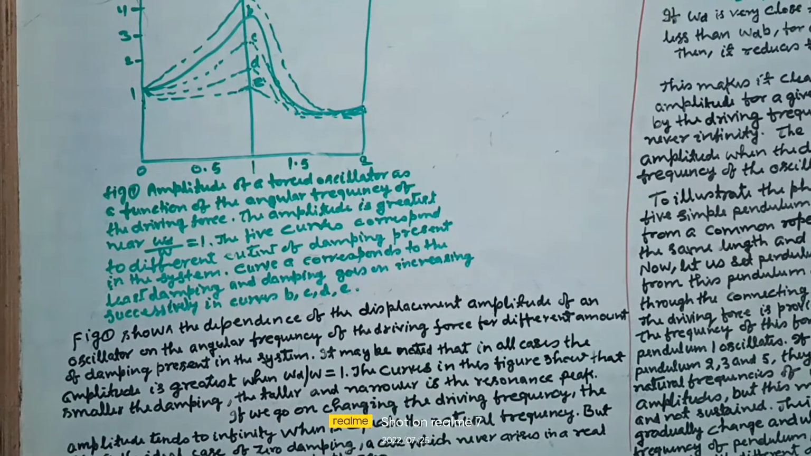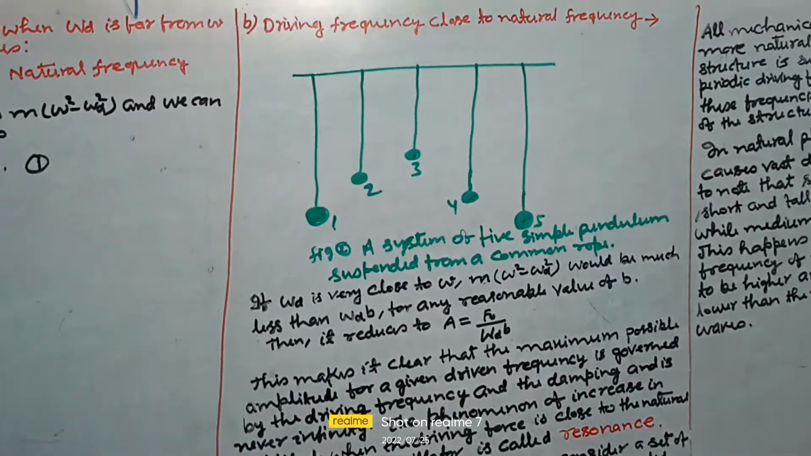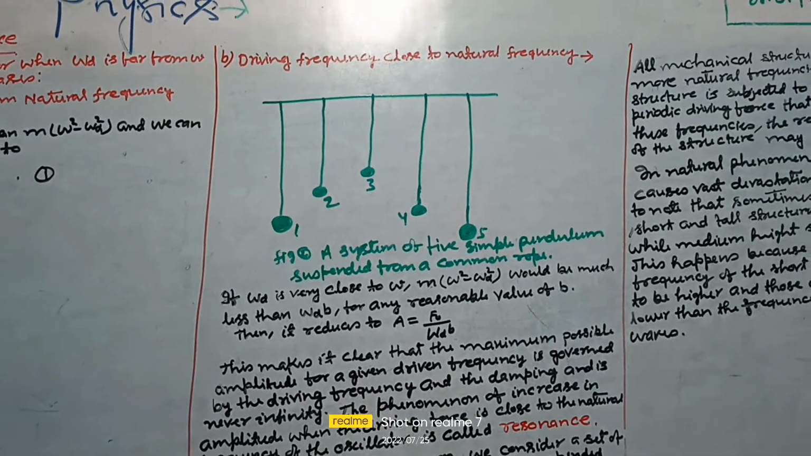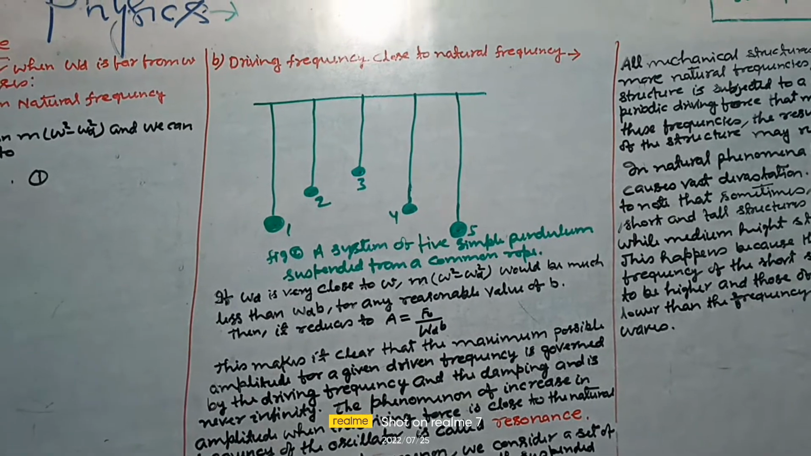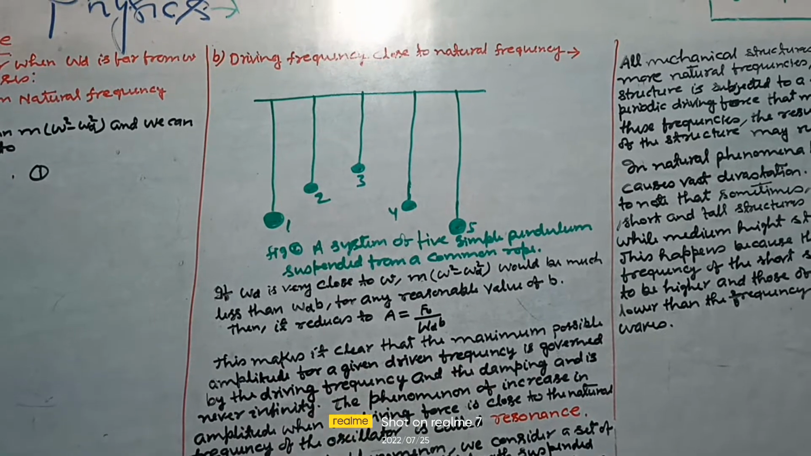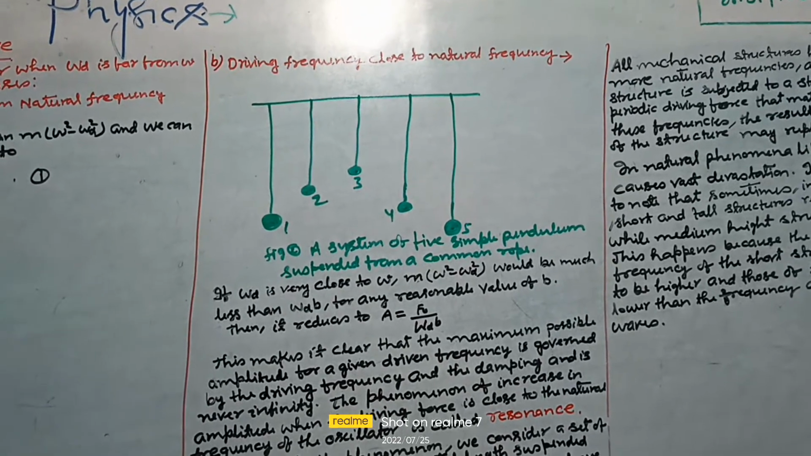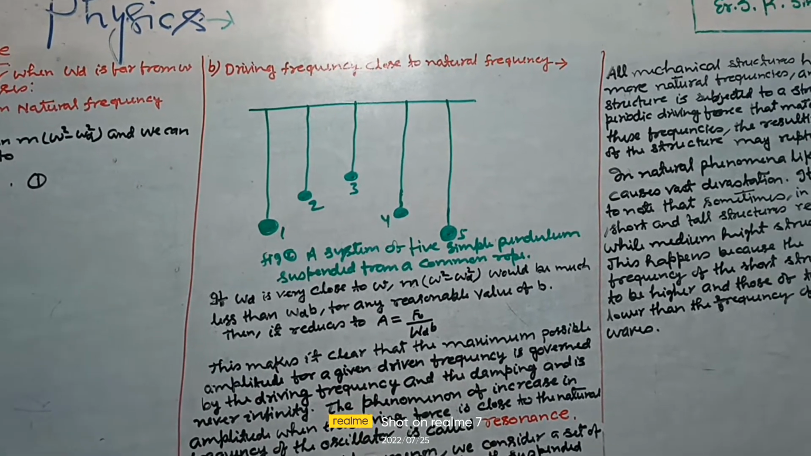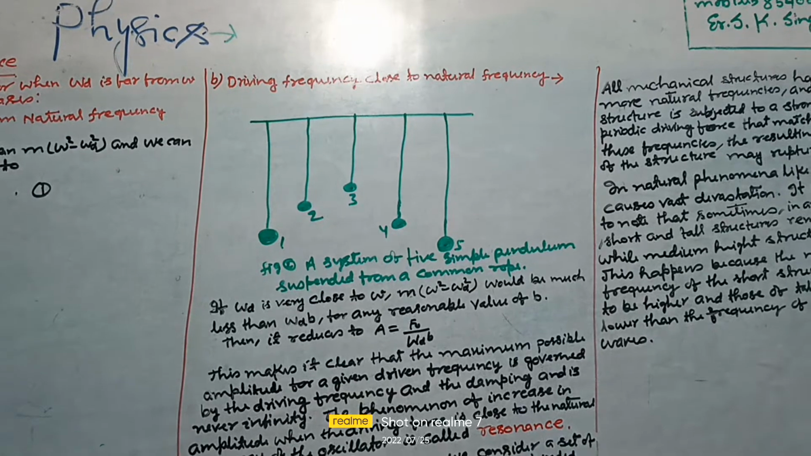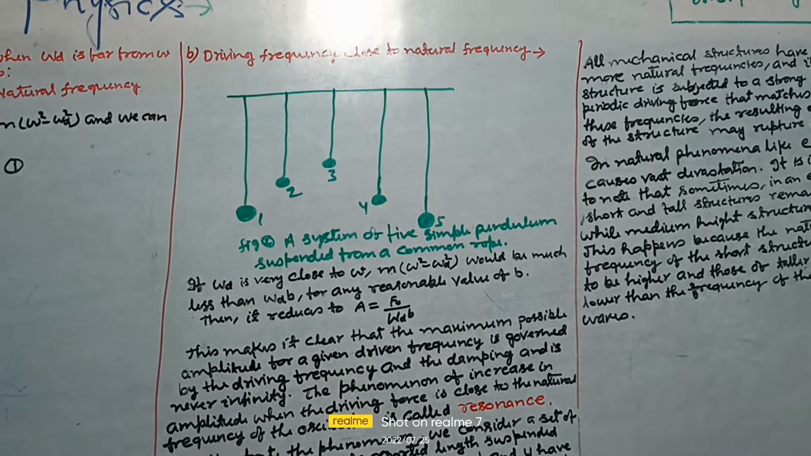Now, the second case is the driving frequency close to natural frequency, as shown in figure B2, a system of 5 simple pendulums suspended from a common rope. If omega d is very close to omega, then m times (omega squared minus omega d squared) would be much less than omega d b, for any reasonable value of b. Then the amplitude reduces to approximately F naught divided by omega d b. This makes it clear that the maximum possible amplitude for a given driving frequency is governed by the driving frequency and the damping and is never infinite.